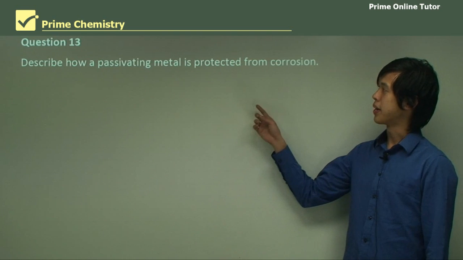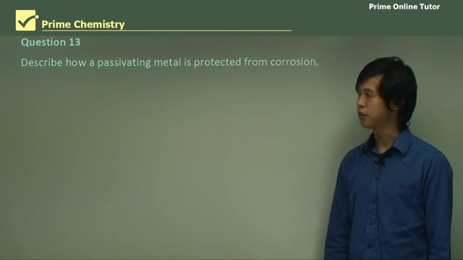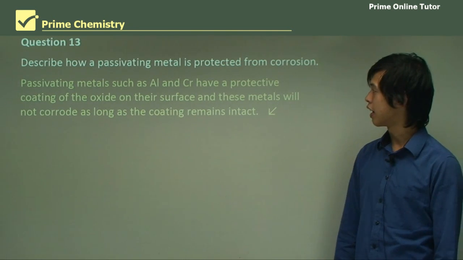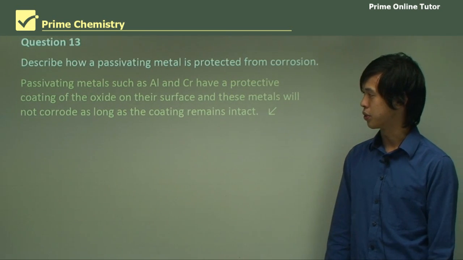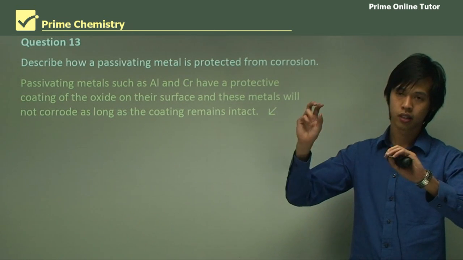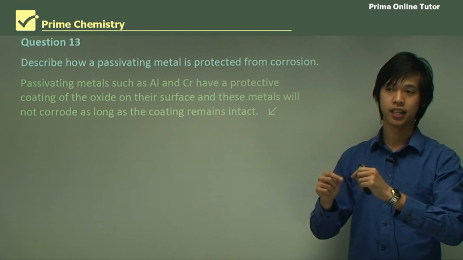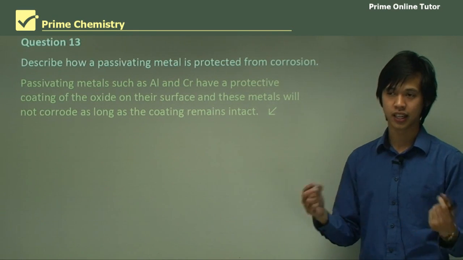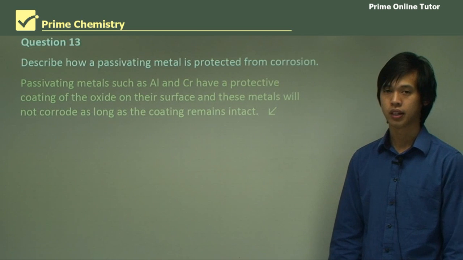Describe how a passivating metal is protected from corrosion. So hopefully this will bring you back to our passivation talk before. Well, passivating metals like aluminium and chromium have a protective coating of oxide on their surface, and these metals will not corrode as long as the coating remains intact. That film is protecting the inner layers, and that film doesn't want to react with anything, so nothing can get into the metal and corrode it as long as it remains intact. Okay.